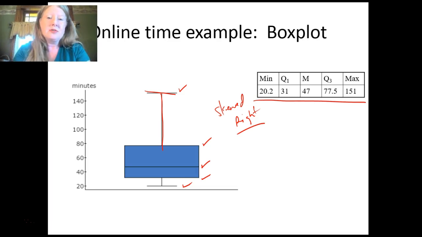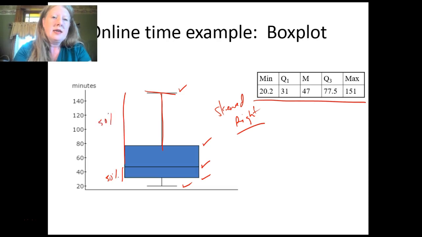The median's much closer to the minimum than it is to the maximum. So again, we have 50% of our data scrunched down here, and the other 50% is more spread out toward the larger values. That's what gives us the skewness to the right.